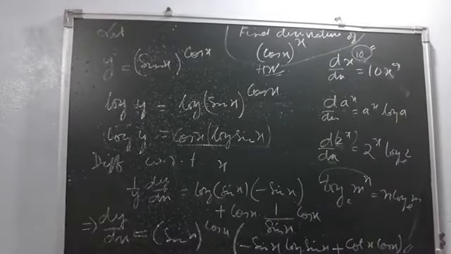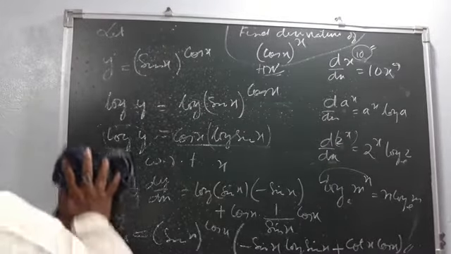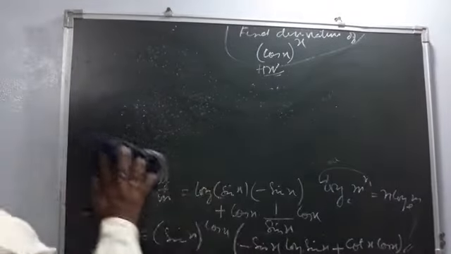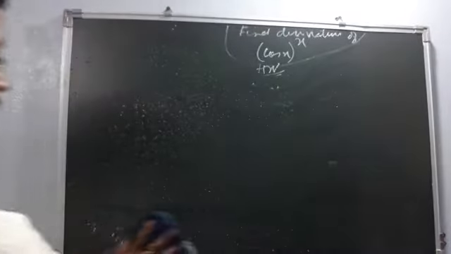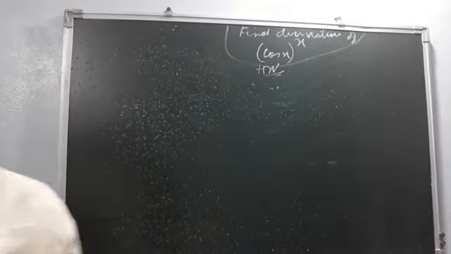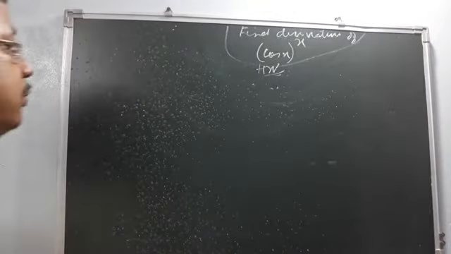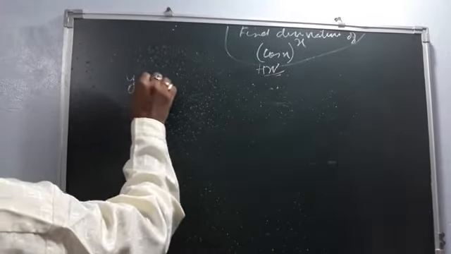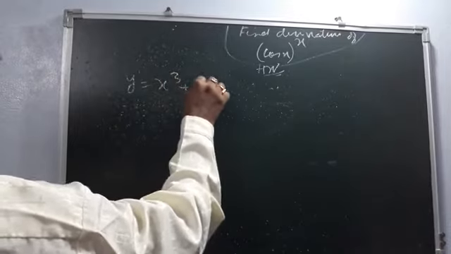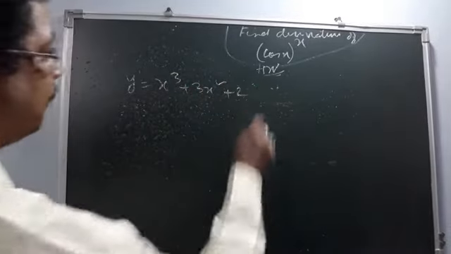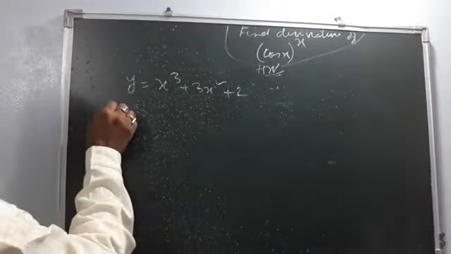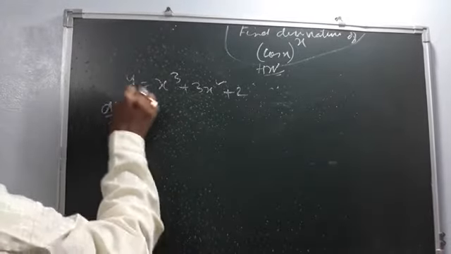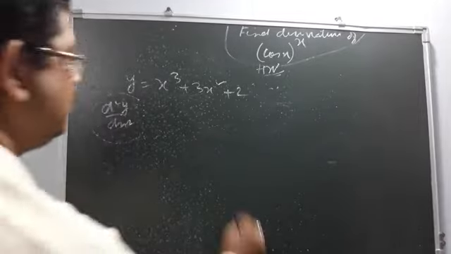Now we want to go for the next one. Other types are also there, parametric form and other things. So now we will do, suppose y is given as x cube plus 3x square plus 2. If they ask what is d2y dx2, they have asked to find this one. So what will you do?